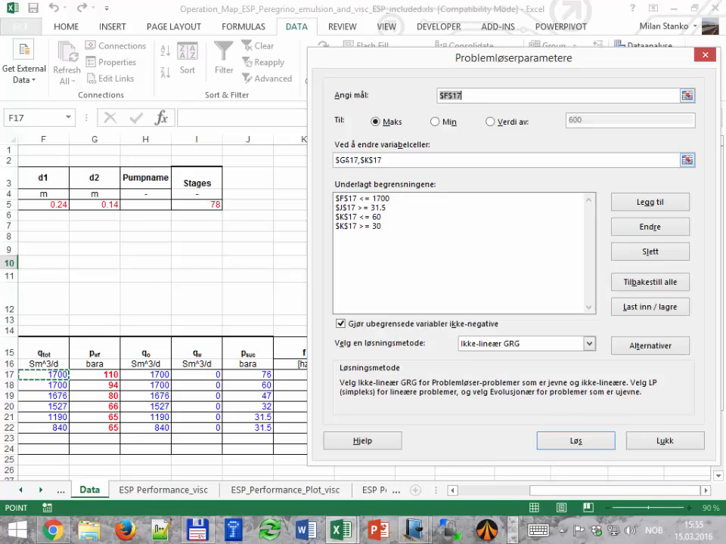Change the flowing bottom hole pressure and the frequency to maximize rate, but the rate has to be less than 1700. The pressure has to be greater than 31. The frequency has to be less than 60, and the frequency has to be greater than 30. And we are missing one thing. Wellhead pressure? Wellhead pressure has to be exactly 7.